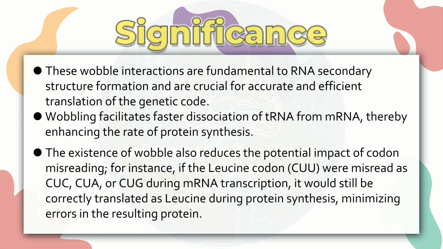The existence of wobble also reduces the potential impact of codon misreading. For instance, if the leucine codon, CUU, were misread as CUC, CUA, or CUG during mRNA transcription, it would still be correctly translated as leucine during protein synthesis, minimizing errors in the resulting protein.